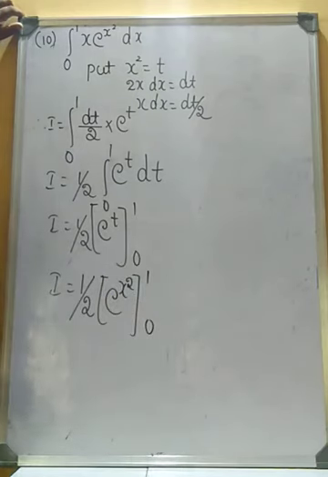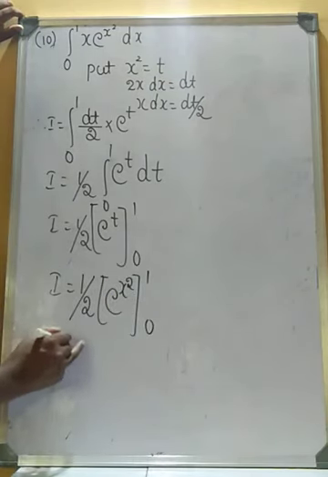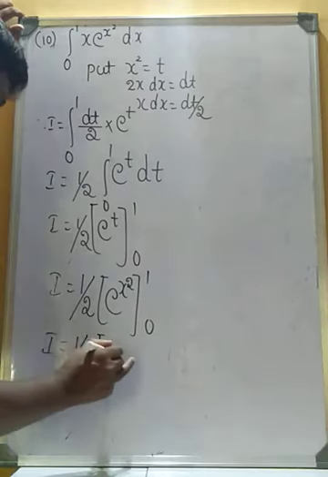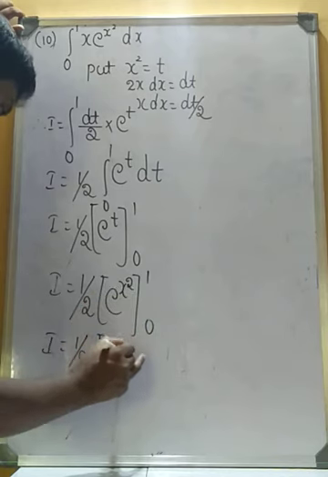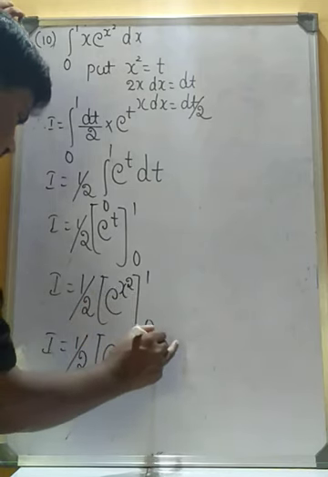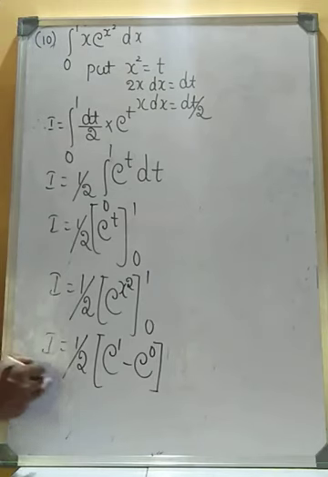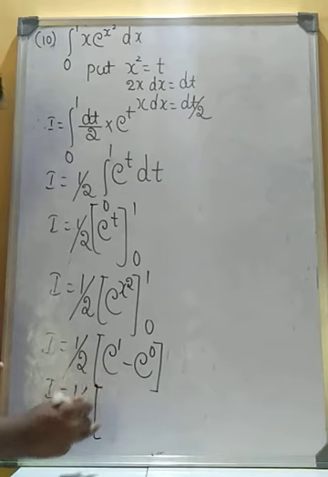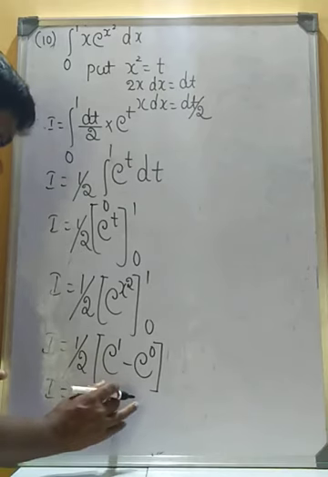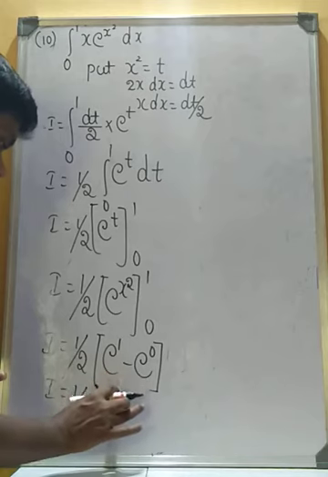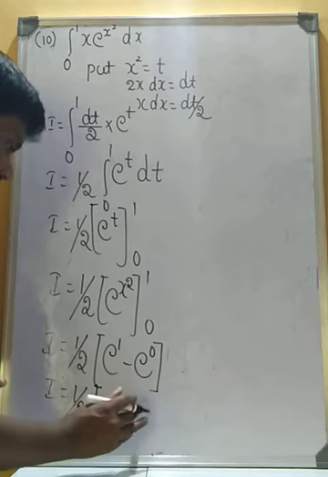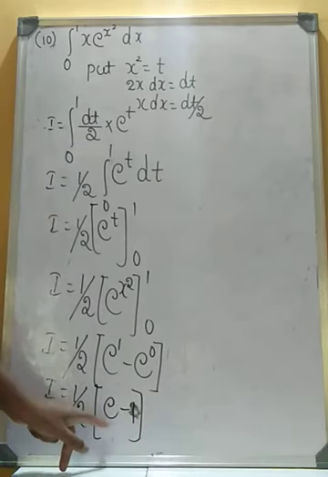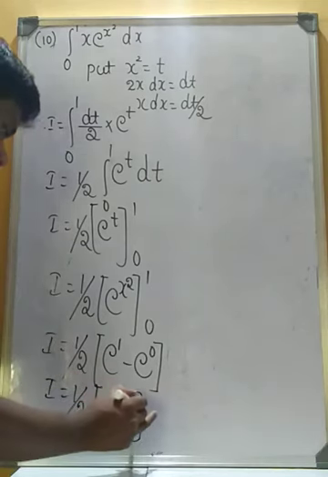Upper limit 1, lower limit is 0. Therefore, I equals 1 divided by 2, so e power 1 square, that is e power 1, minus e power 0 square, that is e power 0. Therefore, I equals 1 divided by 2, e power 1, that is e, minus e power 0 value, that is 1. That is 1 by 2 into e minus 1.